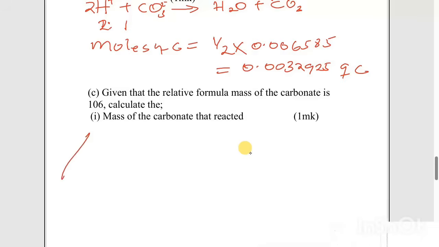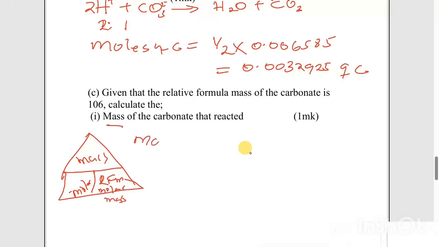You can use this formula. You remember this triangle? I have told you we have 3 triangles that are very important. We have this one, the basic one: moles, mass, RFM. RFM is the same as molar mass. So we know if we want mass, how do you get mass?